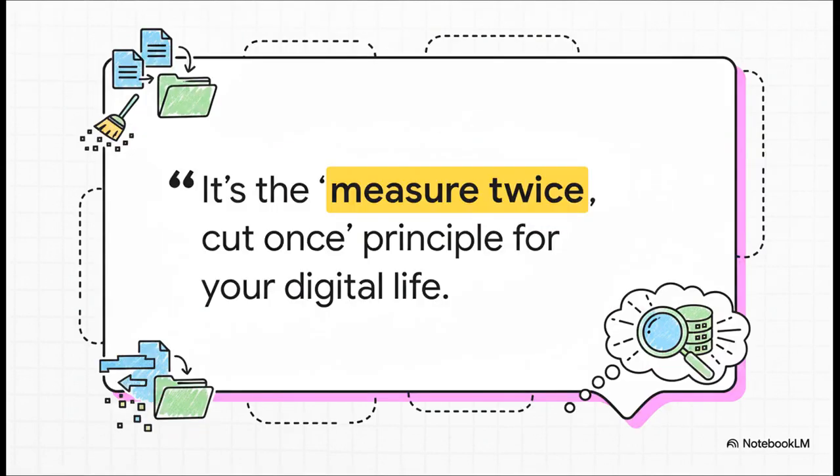But here's what's really, really cool. There's a built-in safety feature. Before you commit to anything, you can do a dry run. The node will tell you exactly what it plans to sort without moving a single file. This is so crucial. It's the measure twice, cut once principle, but for your digital life. No accidents, just pure, clean organization.